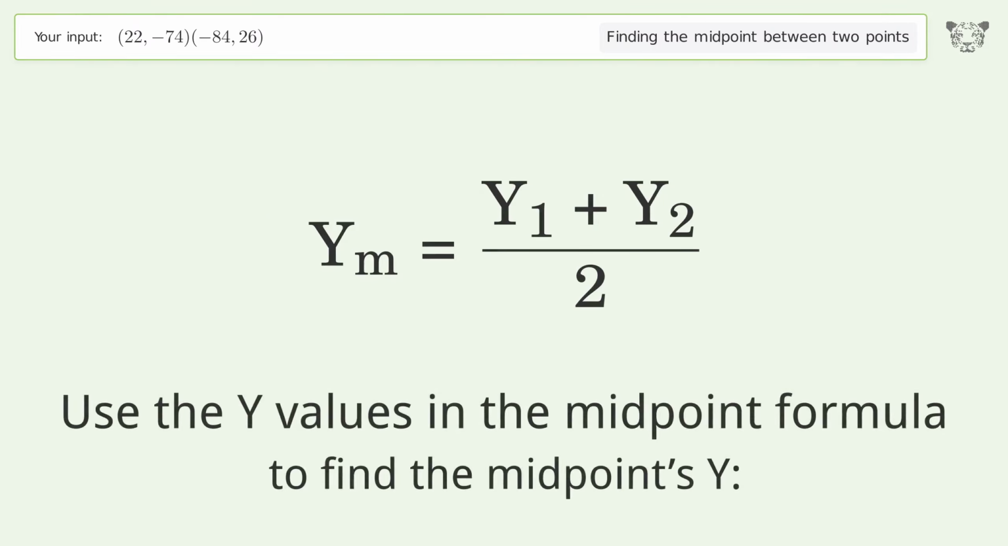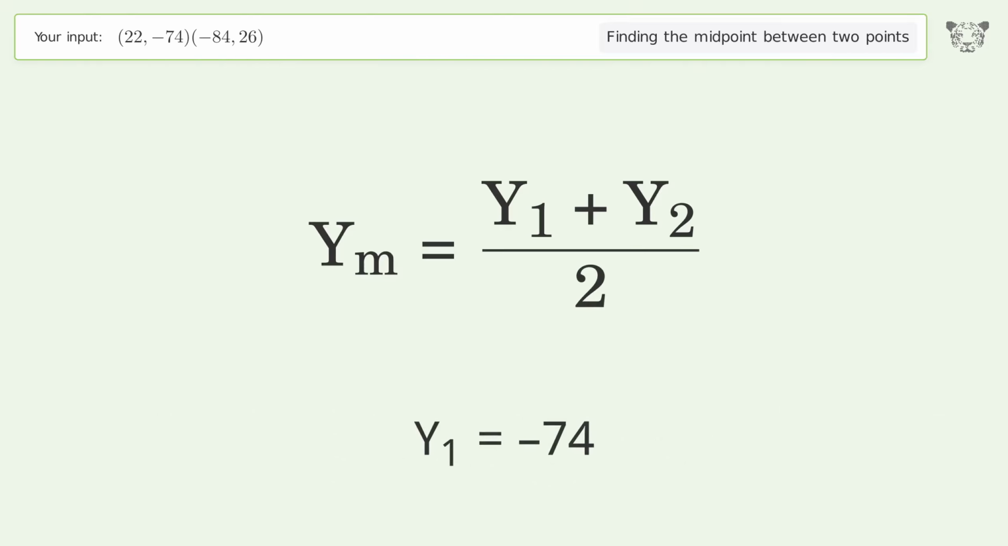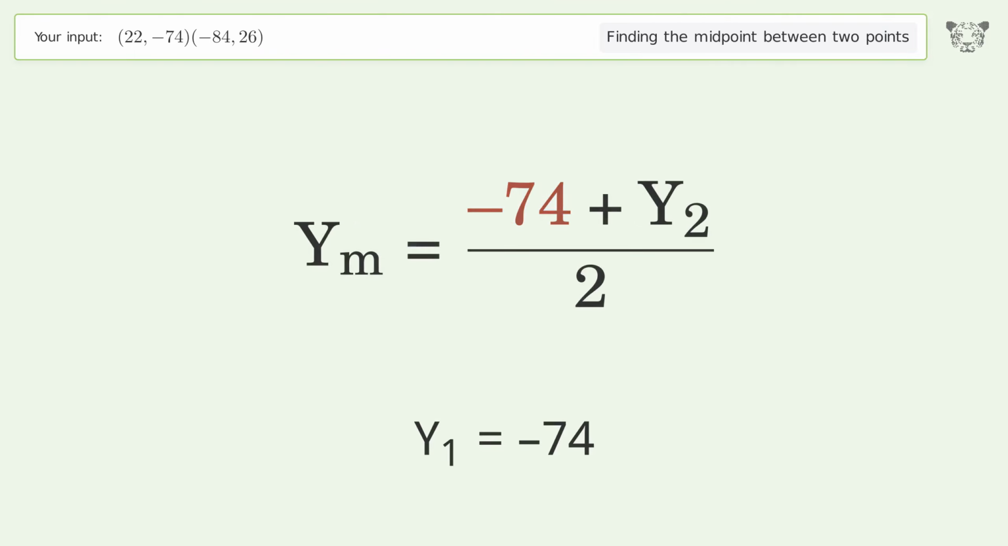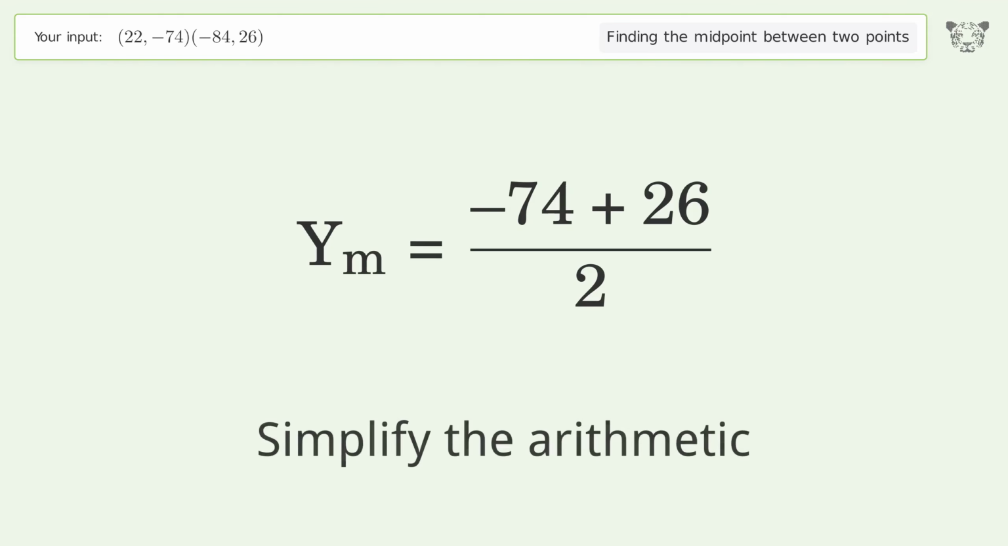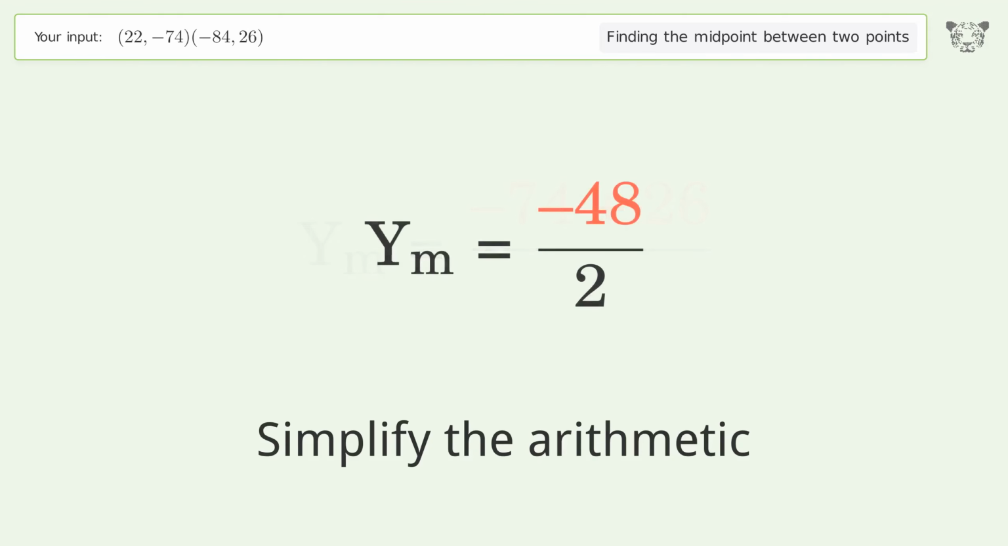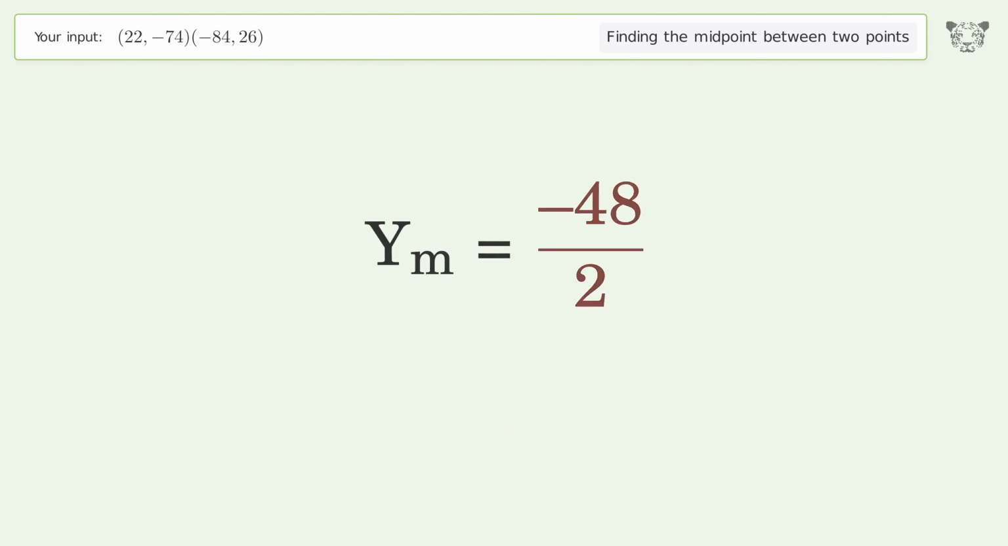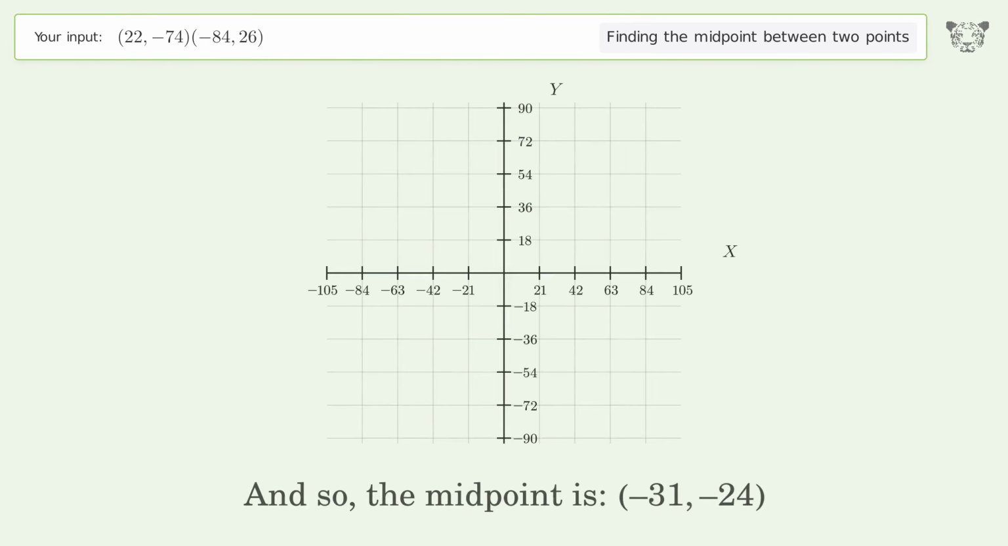Use the y values in the midpoint formula to find the midpoint's y. y1 equals -74. y2 equals 26. Simplify the arithmetic. And so, the midpoint is -31, -24.